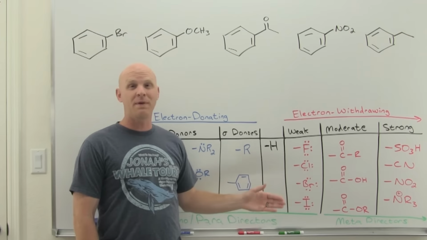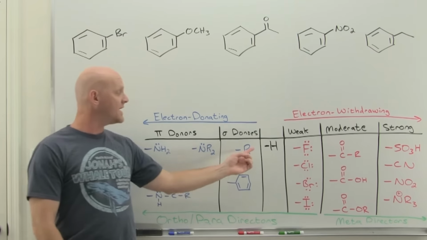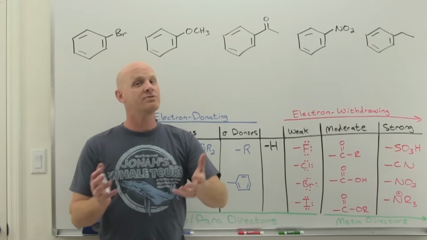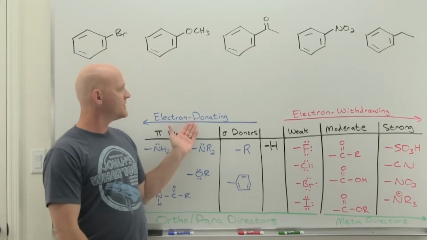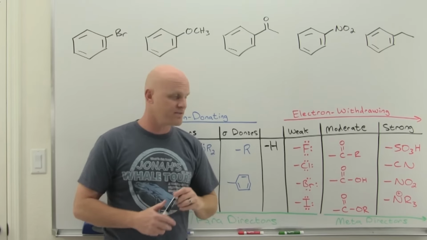If you've got just plain old benzene, it's just got all hydrogens. So everything's relative to hydrogen. If you're more donating than a hydrogen, you're a donating group. And if you're more withdrawing than a hydrogen, then you're a withdrawing group. And we'll see how these electron-donating versus withdrawing categories will affect the rate of reaction here first.